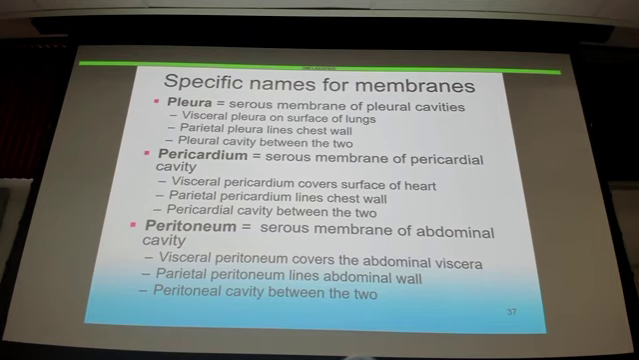And that follows suit. When you get to the heart, you have the visceral pericardium, the parietal pericardium, and a space between them called the pericardial cavity. And then the peritoneal area has visceral peritoneum, parietal peritoneum, and then you have the peritoneal cavity. So all the same, but just letting you know where you're located, what we're talking about.